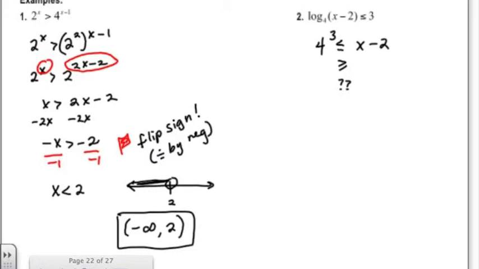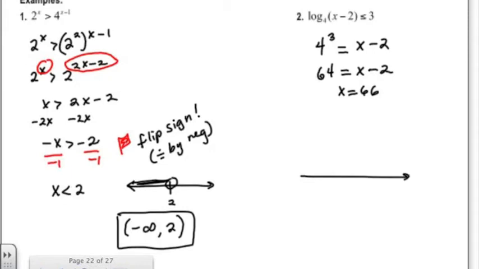Okay, so when that happens, when you have no idea which way to put it, just put equals and solve for when it's equal. And then we're going to do what we did in the last chapter with critical points. We're going to test on both sides. Okay, so I would have 64, that's 4 to the third, equals x minus 2. So I get x equals 66. So that's going to be on my number line, and I'm going to have either the left or the right side shaded.